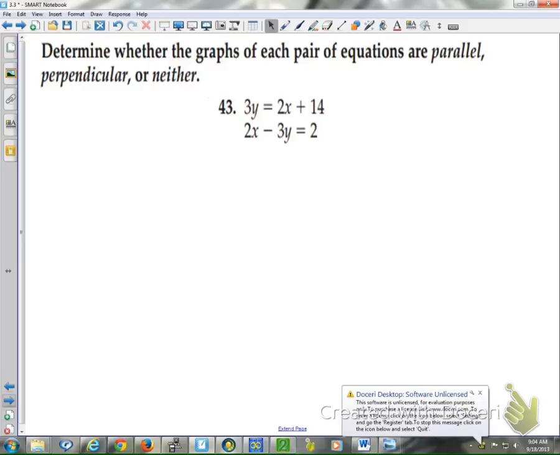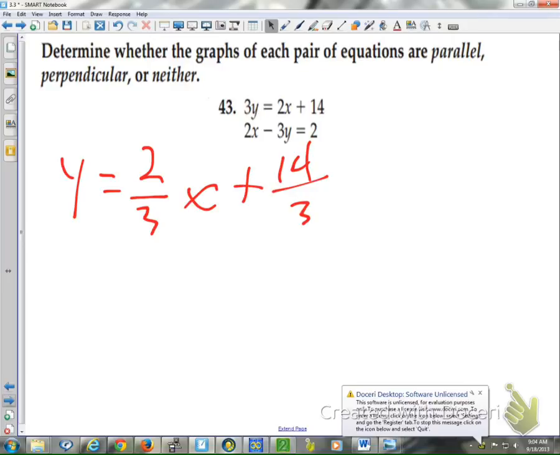So we have to solve these for y. The top one, what's the only thing we have to do to the top one to solve it for y? Divide by 3. And that would be 2/3 x plus 14/3. Do I even care one little bit about 14/3? Nope. All I care about is the 2/3. Now, quick little trivia question. If these two things are going to be parallel, what's the slope of my second one going to be? 2/3. If they're perpendicular, what should the slope be?